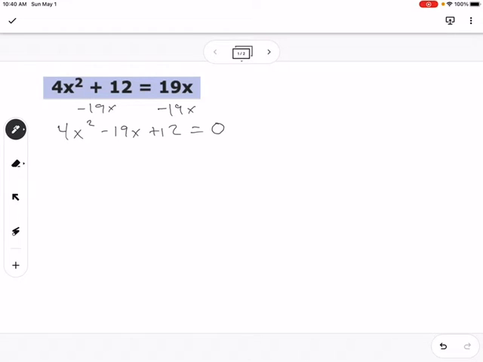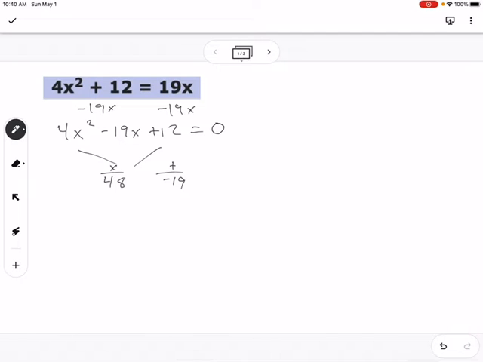So here's going to be our strategy, which you saw briefly in the notes, but I think it's easier to see it demonstrated. What we're going to first look for is the product of our 4 and 12, so our A and our C values, and 4 times 12 is 48. So we're going to be looking for numbers that multiply to be 48, and then they are going to add to be negative 19.